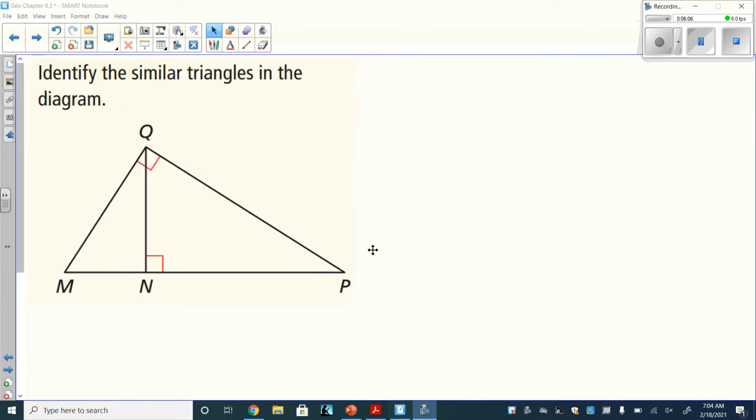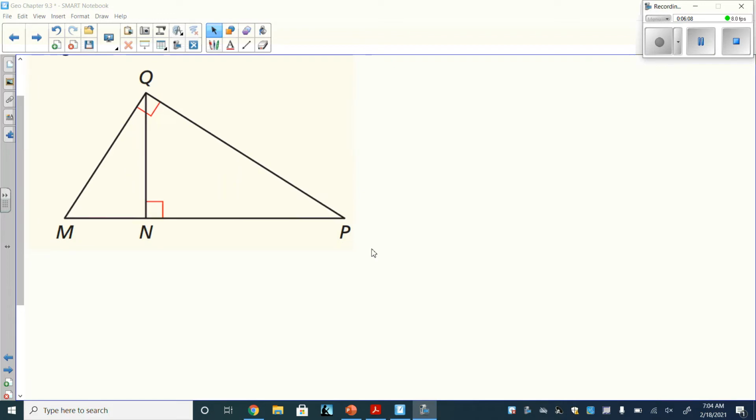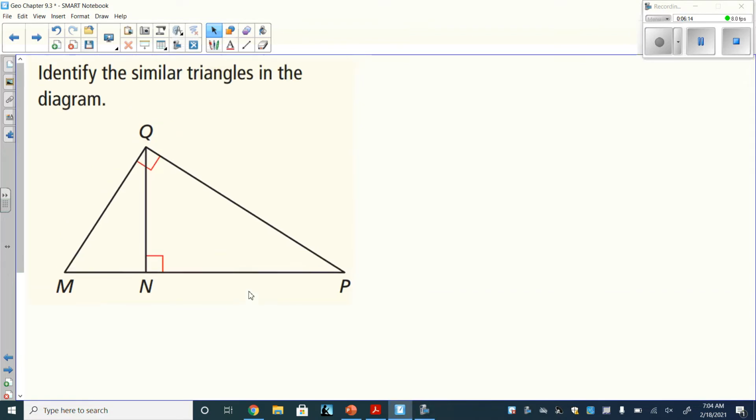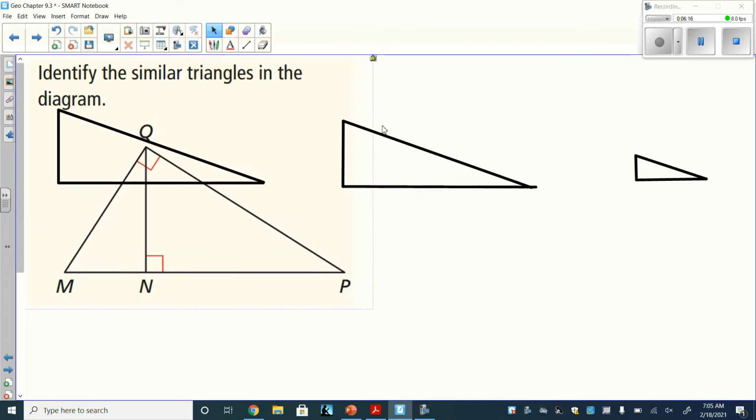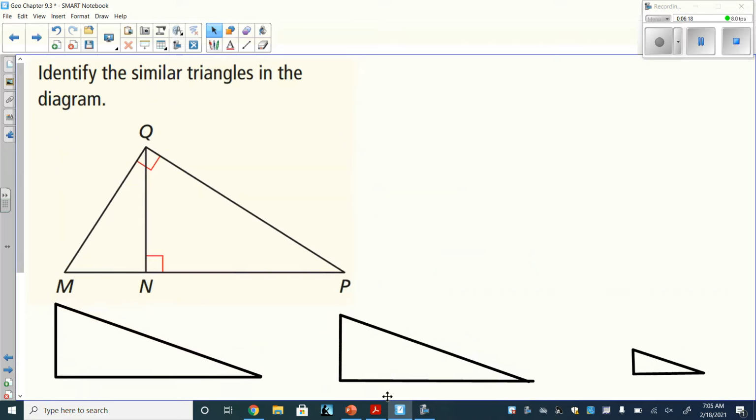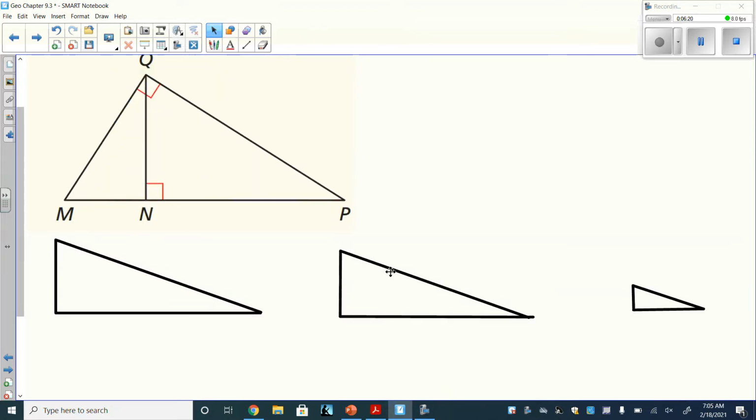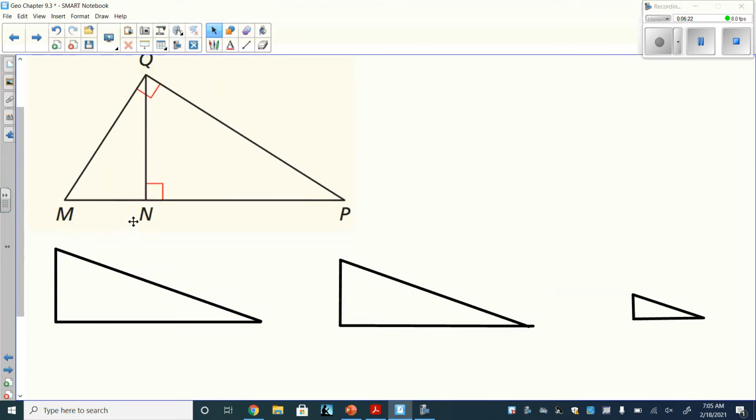Okay, so here's the next one we're going to look at, and we want to identify the similar triangles in the diagram. So again, what's going to be helpful is if we have three triangles to look at and compare this to. And again, I set them up this way so that the right angles are all in the same spot, so that our right angles are all going to be right here.